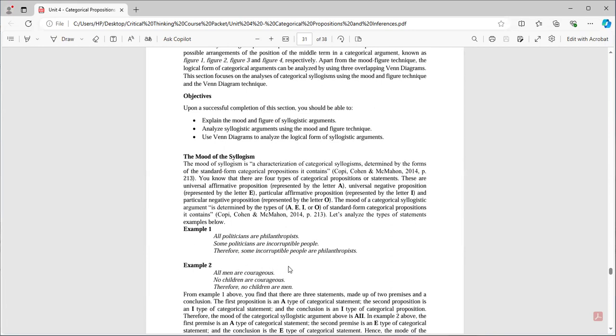Here, all men are courageous. No children are courageous. Therefore, no children are men. A, E, and E. So the mood here is A, E, E. Well, the first one is universal affirmative, A. The second one, universal negation, represented by the letter E. The conclusion, universal negation, represented by the letter E. So our mood is A, E, E.